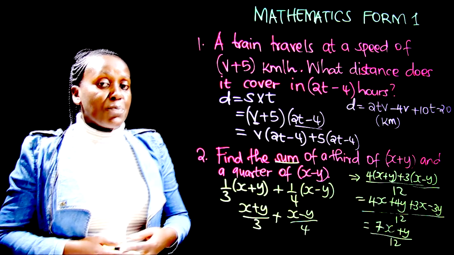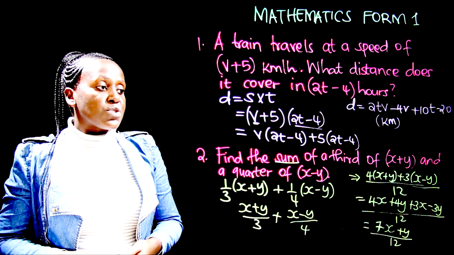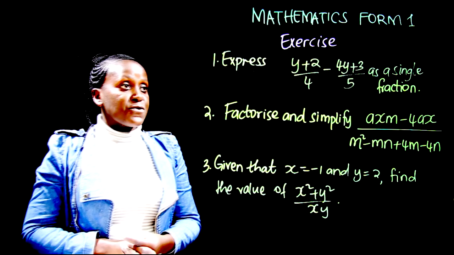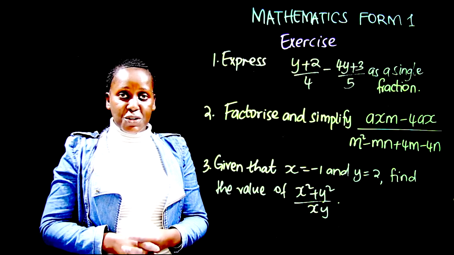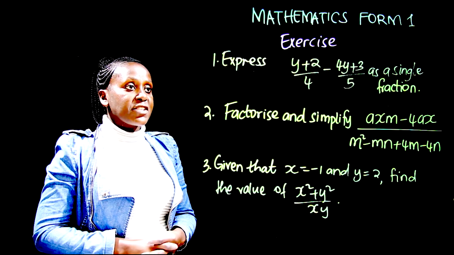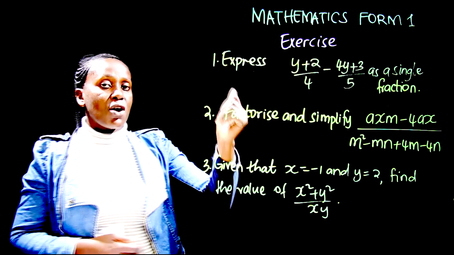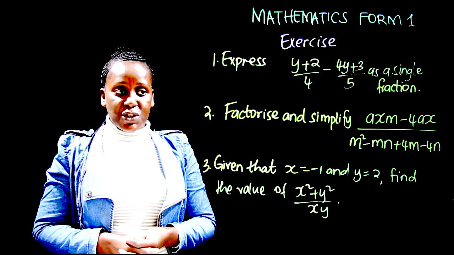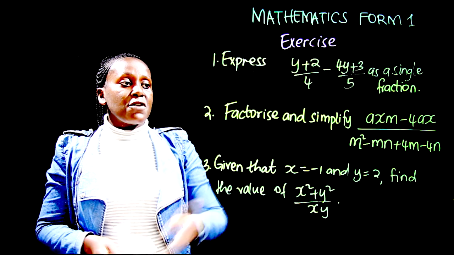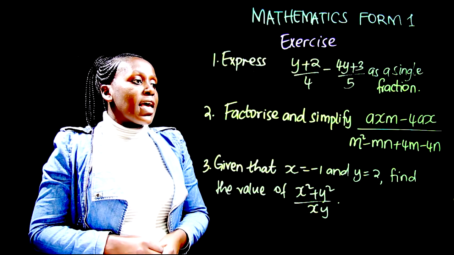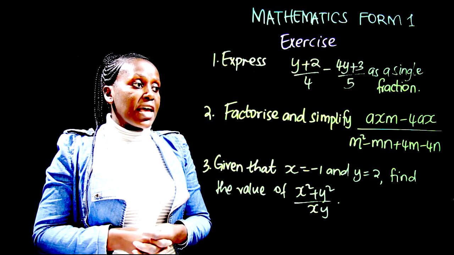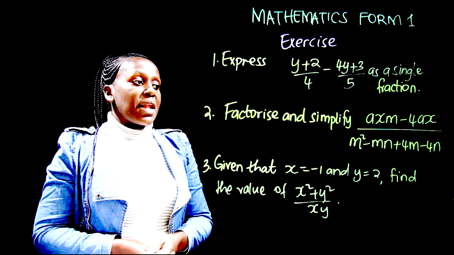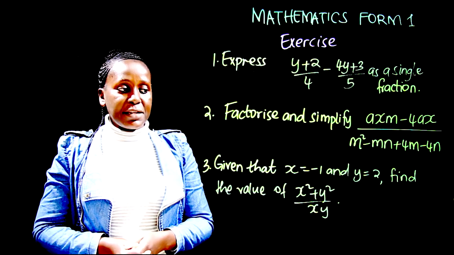So now I'm going to give you practice questions that you will use to test whether you have understood what we have learned in this lesson. So now, learners, for your exercise, you will attempt these 3 questions. The first one, express y plus 2 over 4 minus 4y plus 3 over 5 as a single fraction. Number 2, factorize and simplify axm minus 4ax all that over m squared minus mn plus 4m minus 4n.